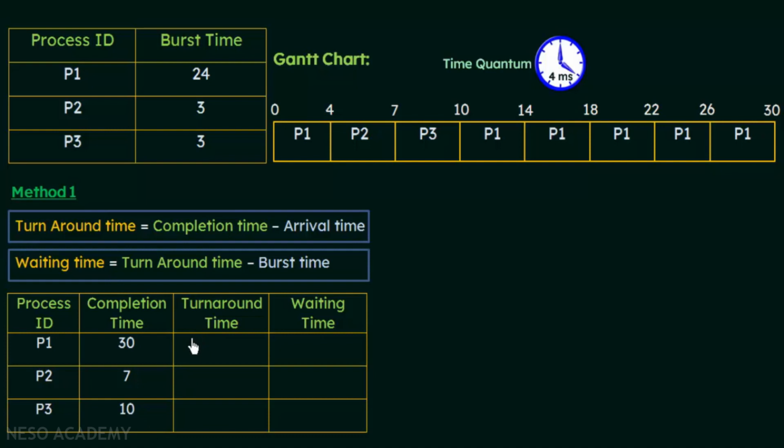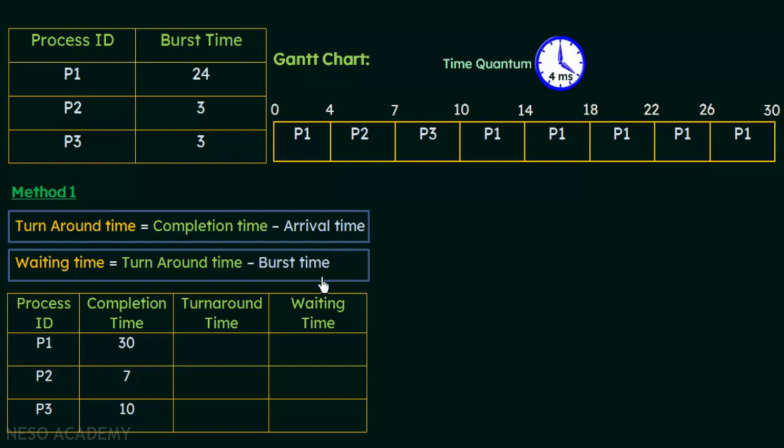Now let's calculate the turnaround time. The turnaround time for P1 will be the completion time minus the arrival time. The completion time is 30 milliseconds. What is the arrival time? In the question, it was already given that all these processes arrived at time 0. So the arrival times are 0 for all the processes that we have here.